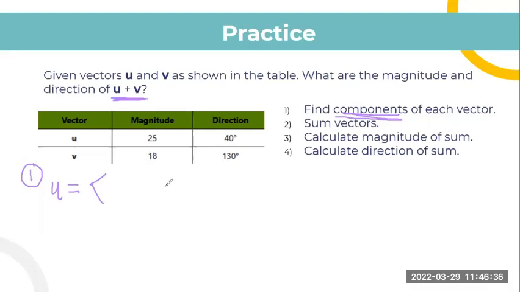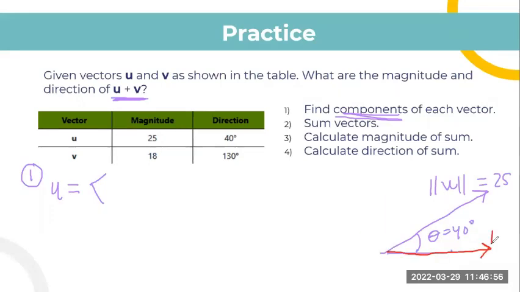So for my horizontal, if I have this vector, I'll sketch it down here. Vector u has a magnitude of 25, and its angle is 40 degrees. If I want the horizontal and the vertical of it, I've got to go back to perfect right triangles, like the trig we did in the last couple modules.